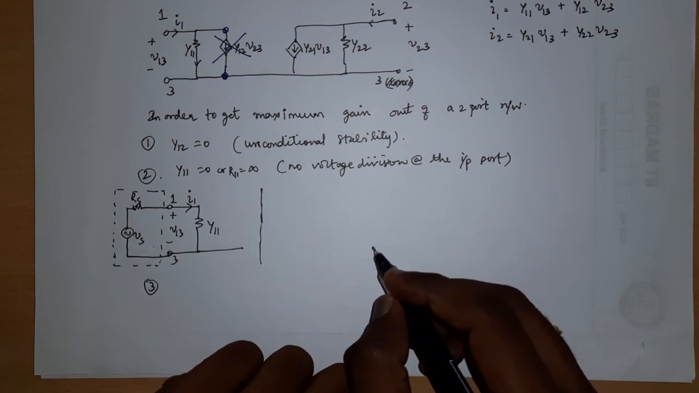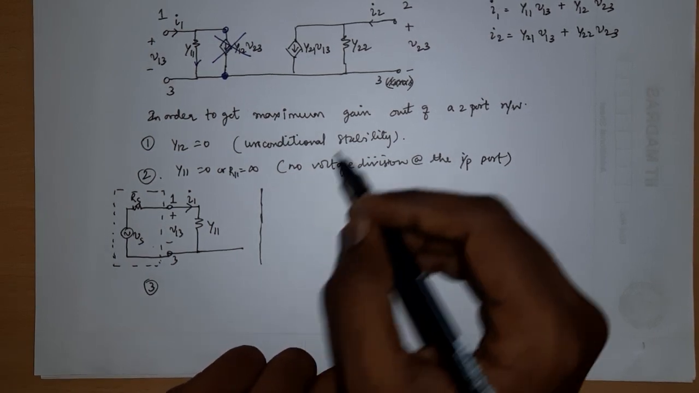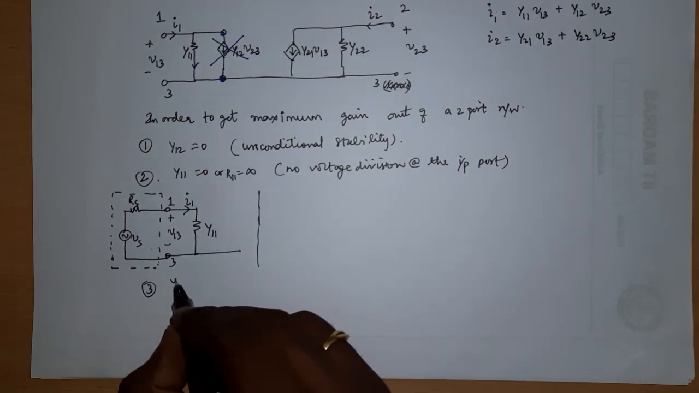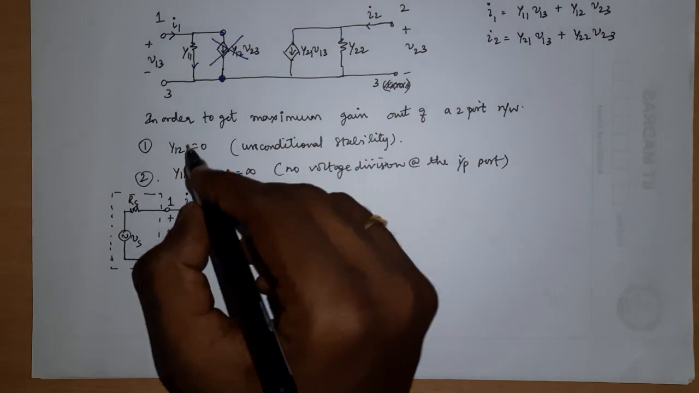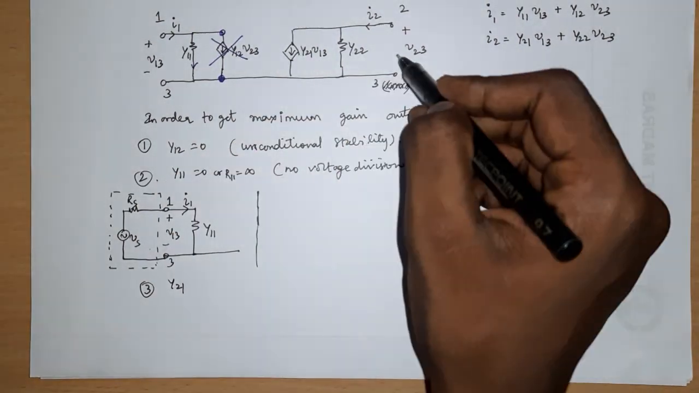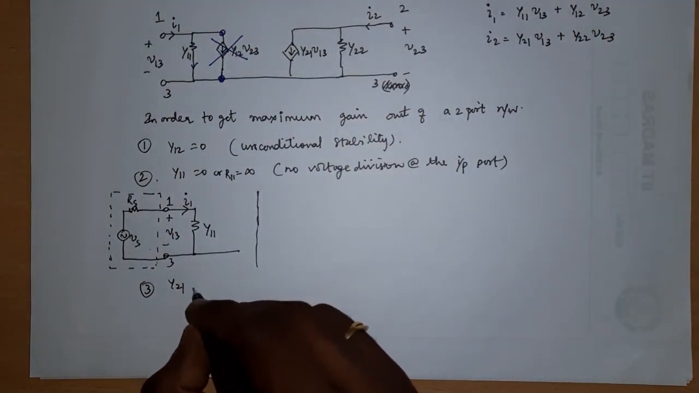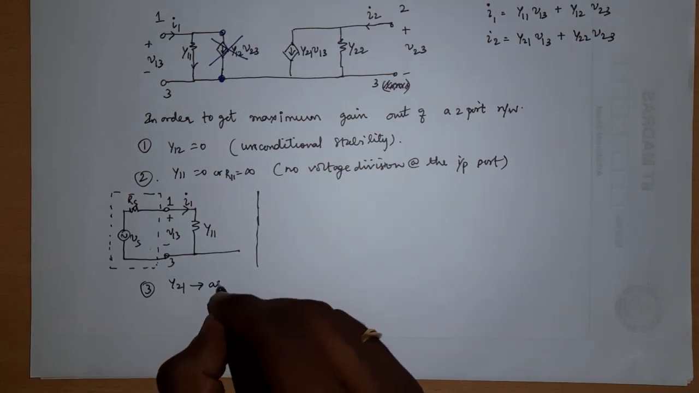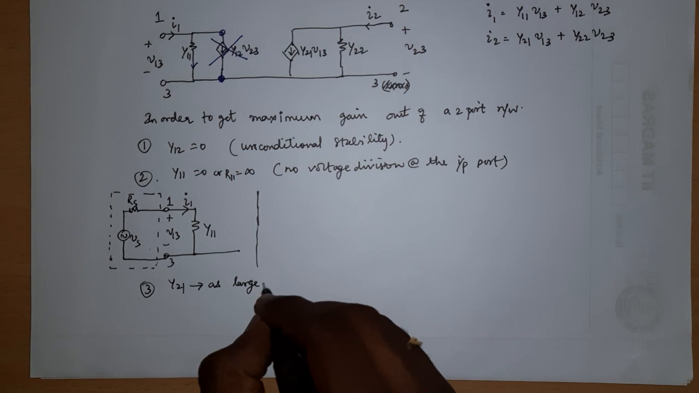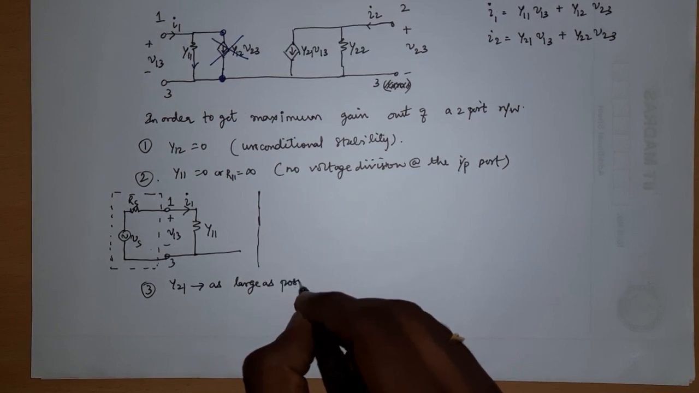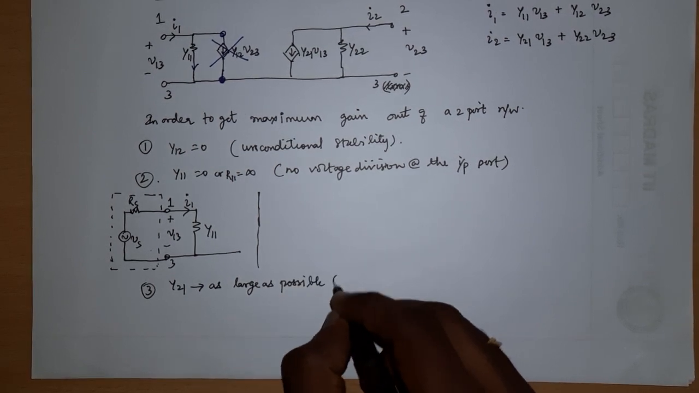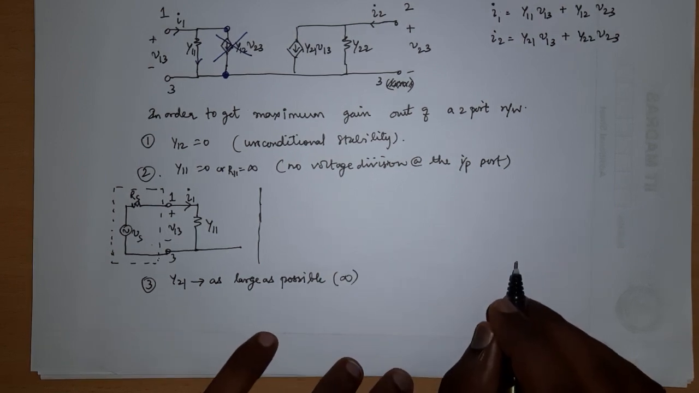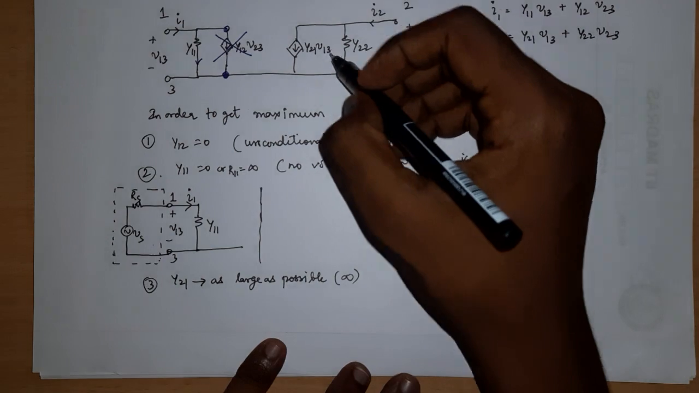So the third condition is that I want my Y21. So I'm talking about Y11, Y12. Now I go to the next slide, where I have Y21, and the Y21 I want it to be very, very large, as large as possible, meaning tending to infinity. That is also okay. So that is what ideally I want. Why do I want it like that?